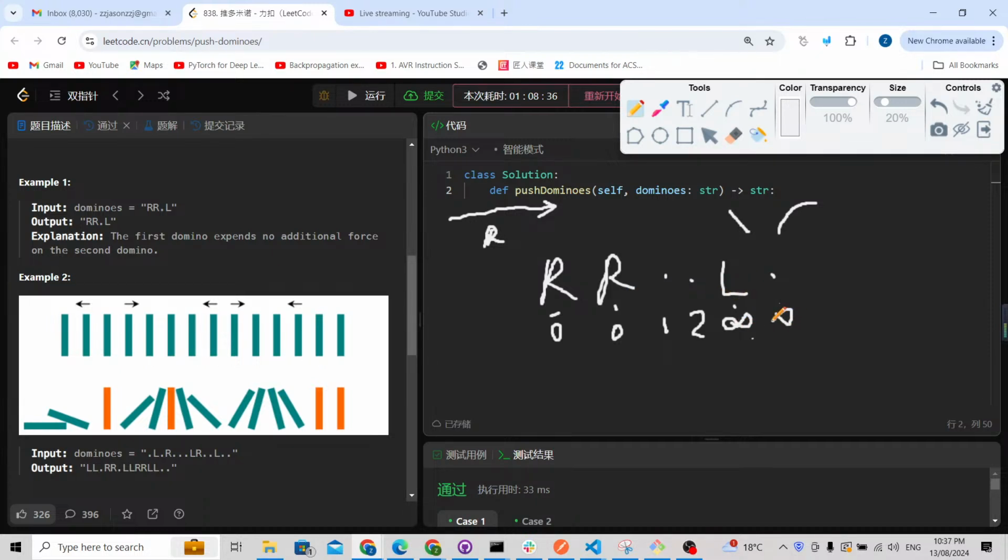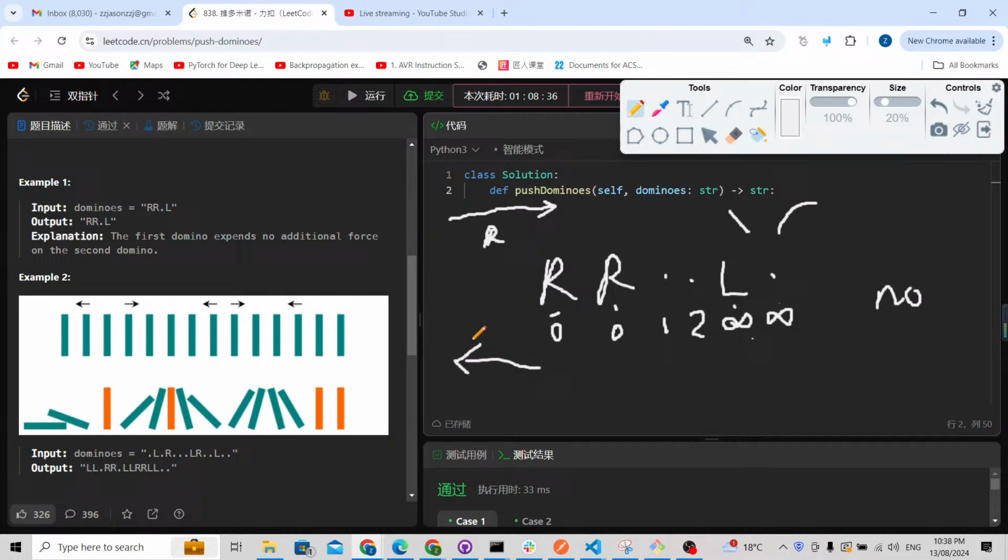So we're gonna set it to be infinity, because there will be no influence to this R because there is a L. And of course for this L, the influence from the R is gonna be infinity. It means there's nearly no influence. And now we're gonna start the second loop.